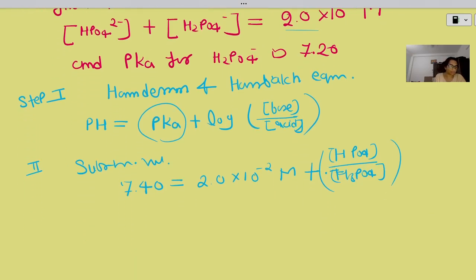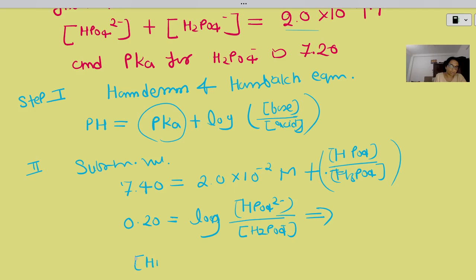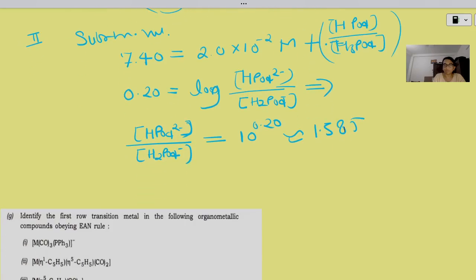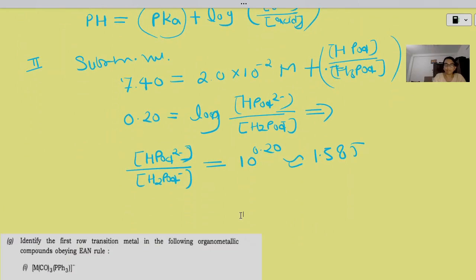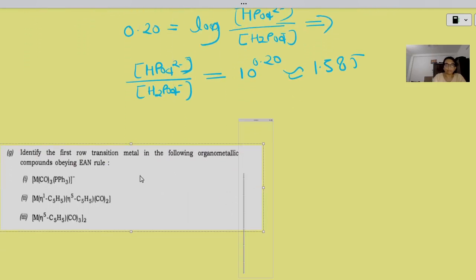Now solve this equation. After solving, we get 0.20 is equal to log of the concentration of HPO4 2 negative upon the concentration of H2PO4 single negative. Now convert this: the concentration of HPO4 2 negative over the concentration of H2PO4 negative is equal to, after calculation of the log, 10 to the power 0.20, approximately 1.585. With the help of this formula, we can easily calculate the concentration of the monophosphoric acid.